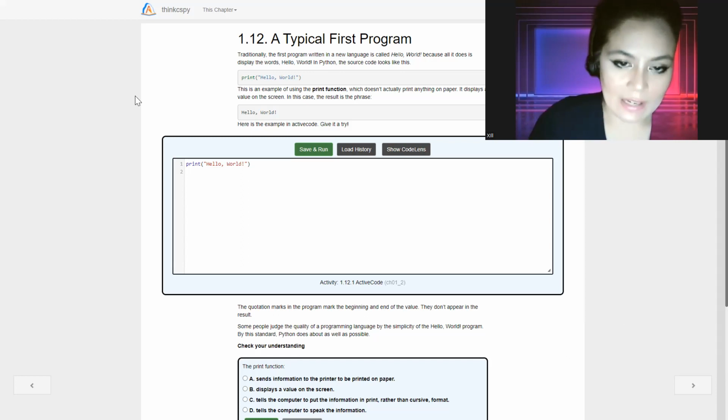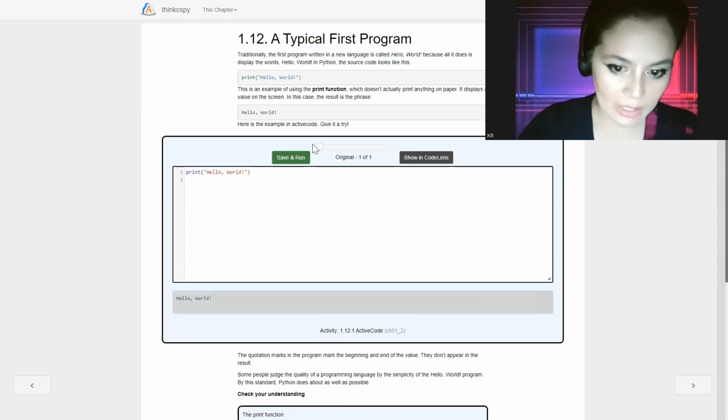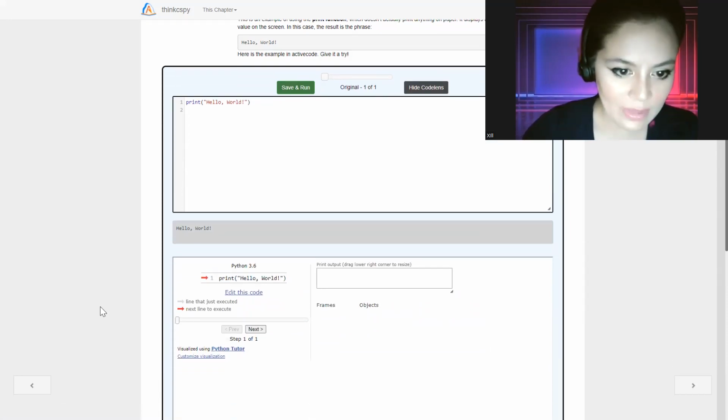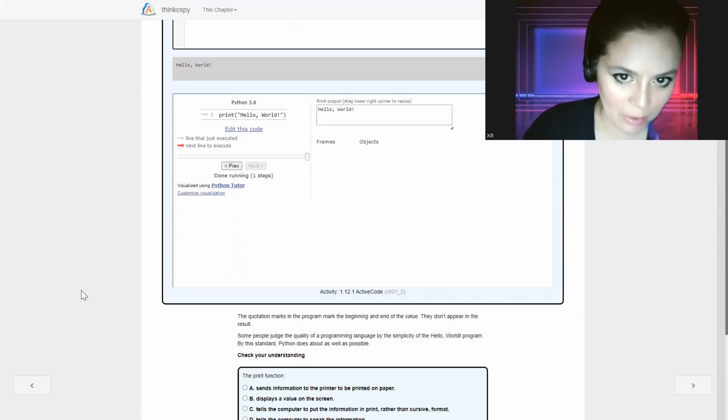Here's the example in active code. Give it a try. So here we already have print hello world. Save and run. Hello world. Show encodings. Really simple. And hello world and the output.